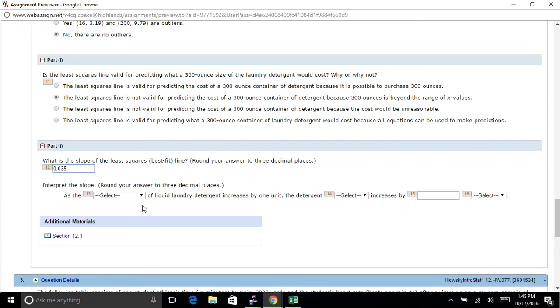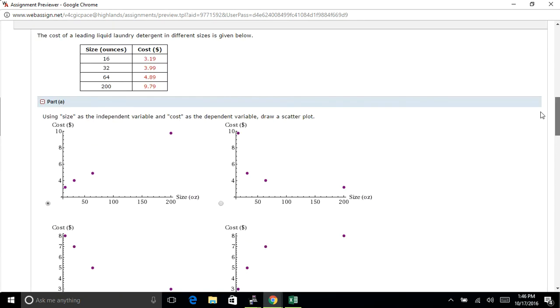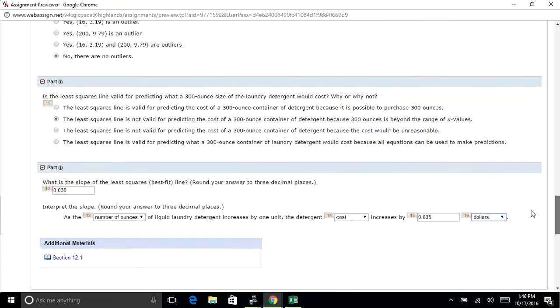So what are we going to say here? This is talking about the slope. As the size of the liquid laundry detergent increases by 1 unit, the laundry detergent's cost increases by 0.035 dollars. Let's talk about this. It's saying as your X increases by 1, ignore what I just said. Let's go back up and make sure we're doing this right. No, I did tell you right.